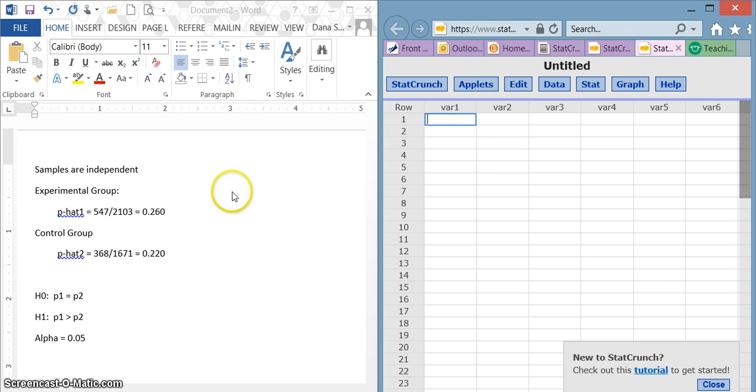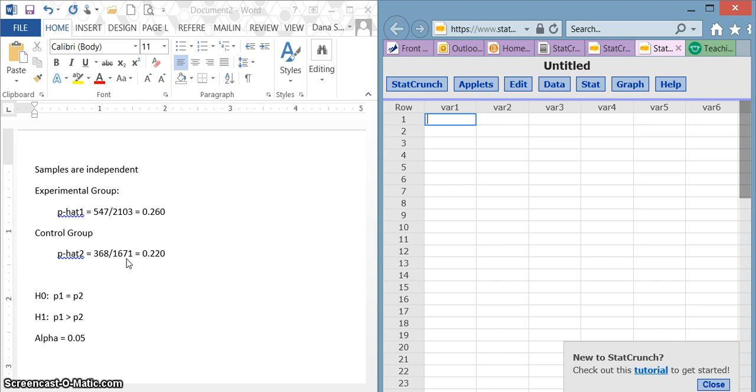So I put everything over here on the left in a Word document. The number of successes is 547 out of the observations of 2,103 for the experimental group. For the control group, the number of successes is 368 out of 1,671.